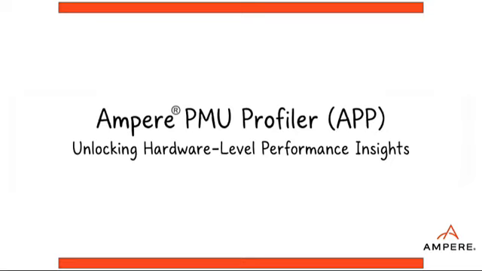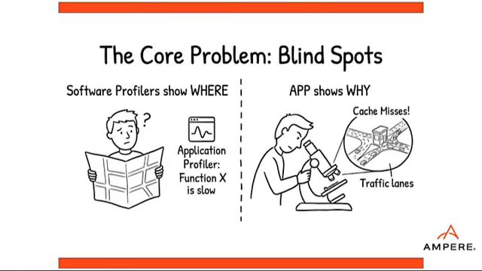Welcome. Today we're looking at the Ampere PMU Profiler, or APP, an open-source Python-based utility built specifically to unlock hardware-level performance insights on Ampere Cloud processors. Our goal? Helping you learn how to code with the grain of the microarchitecture to squeeze out every drop of performance.